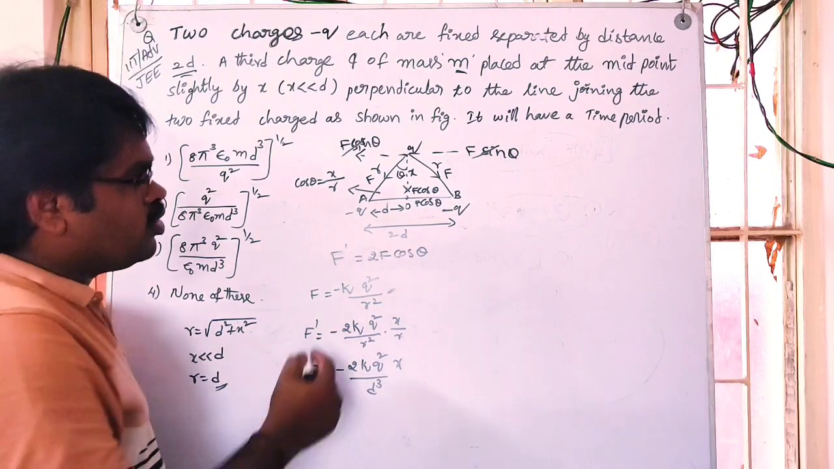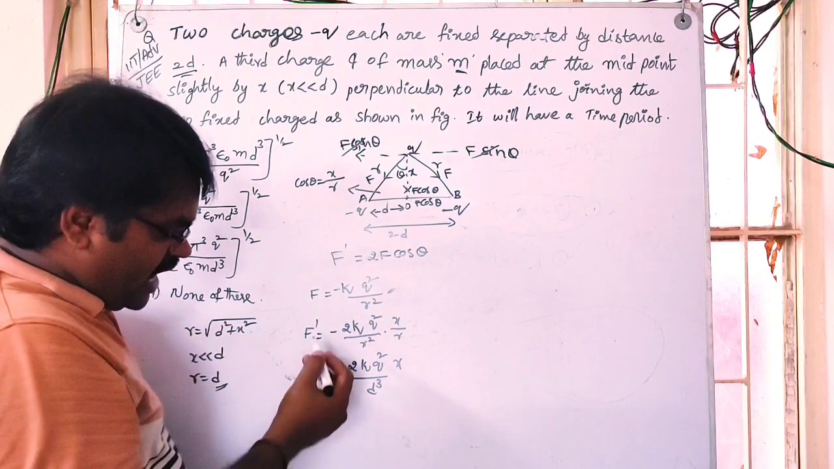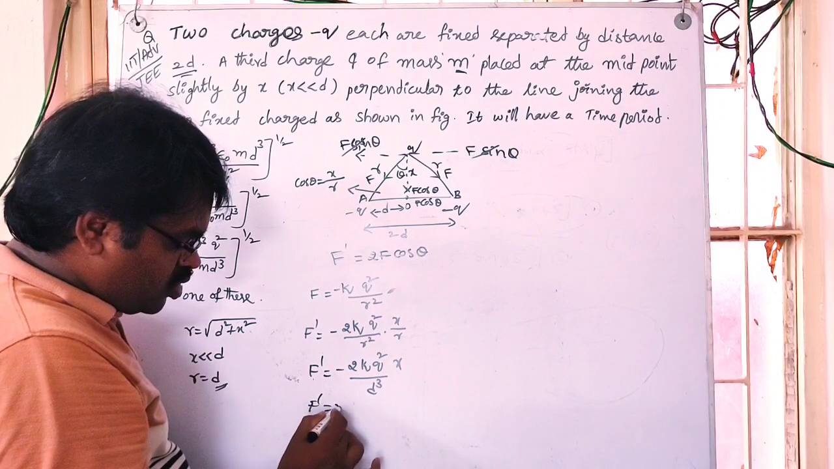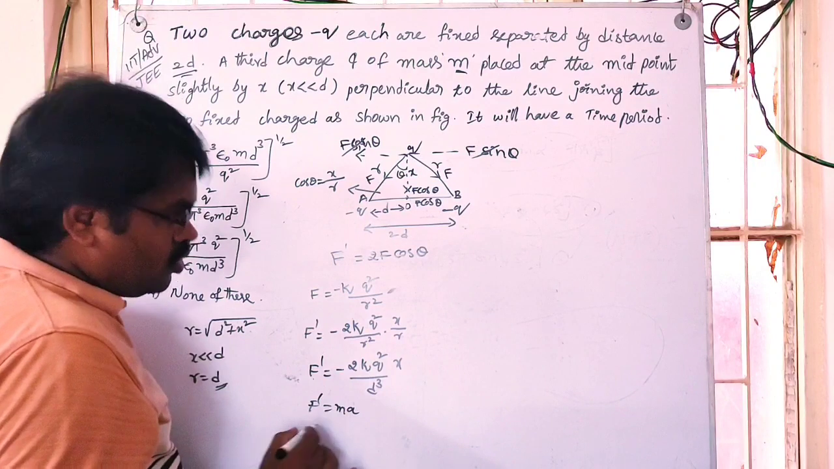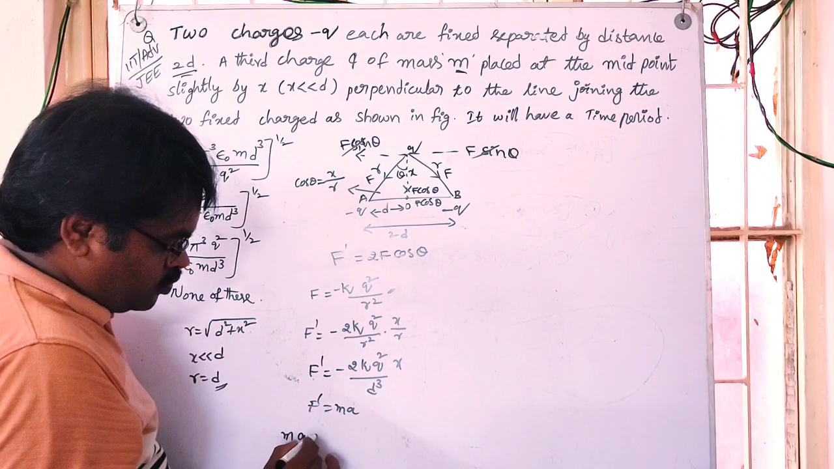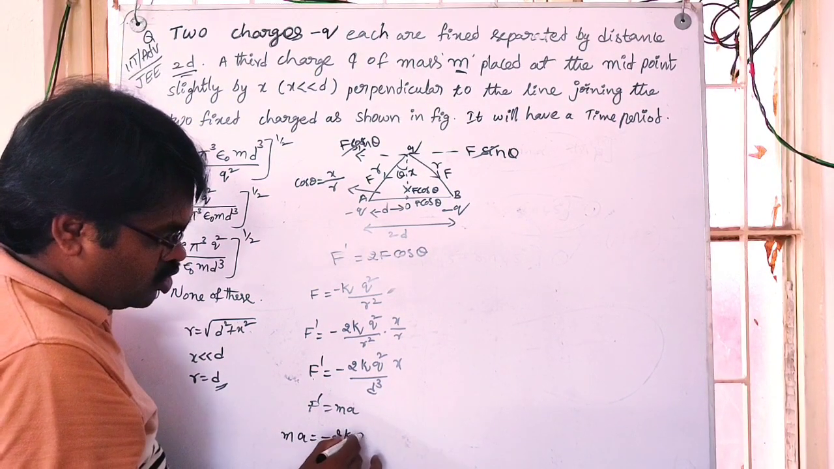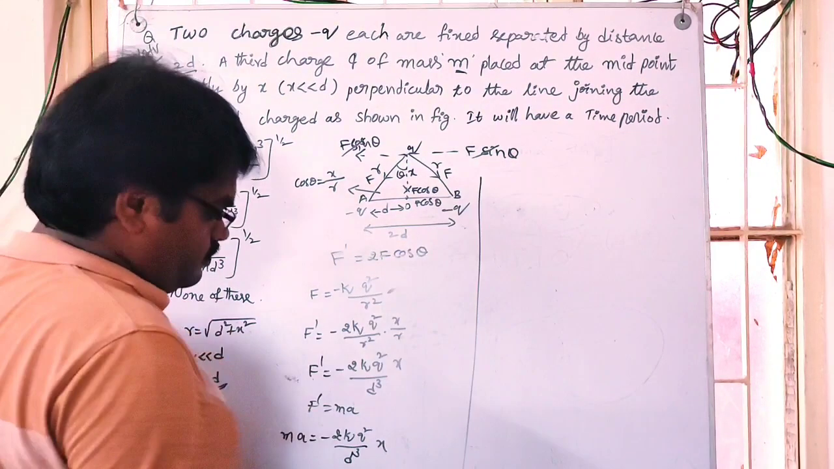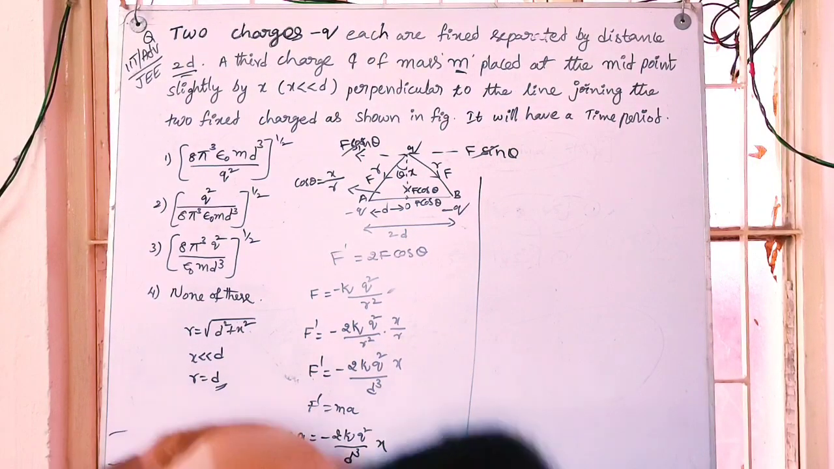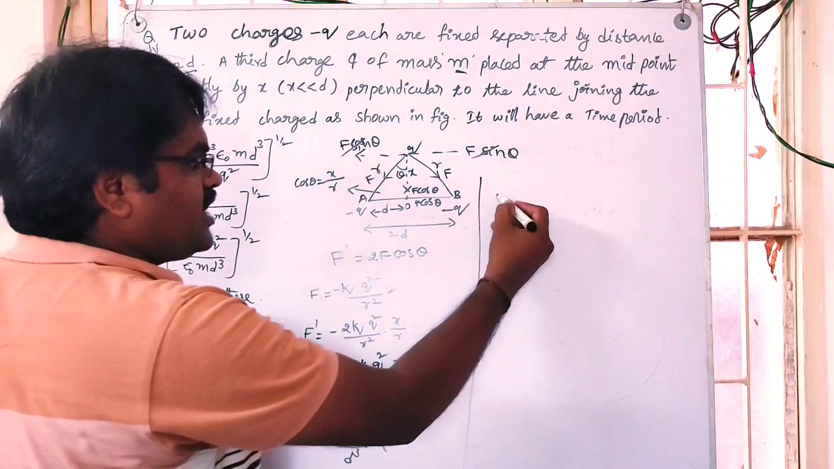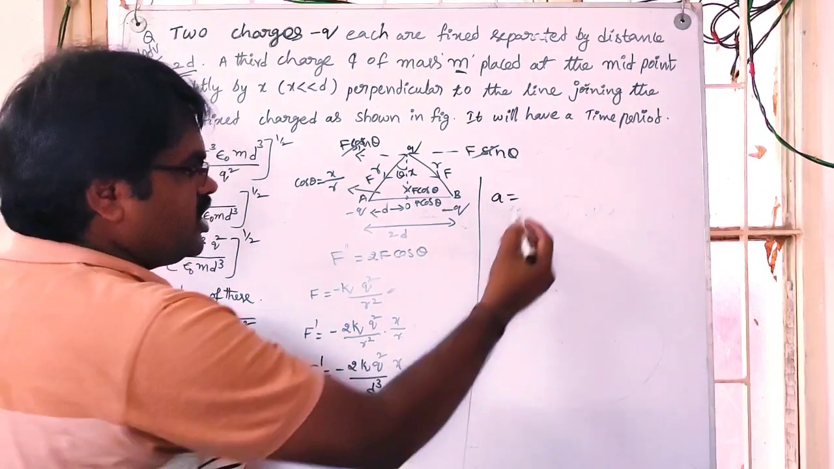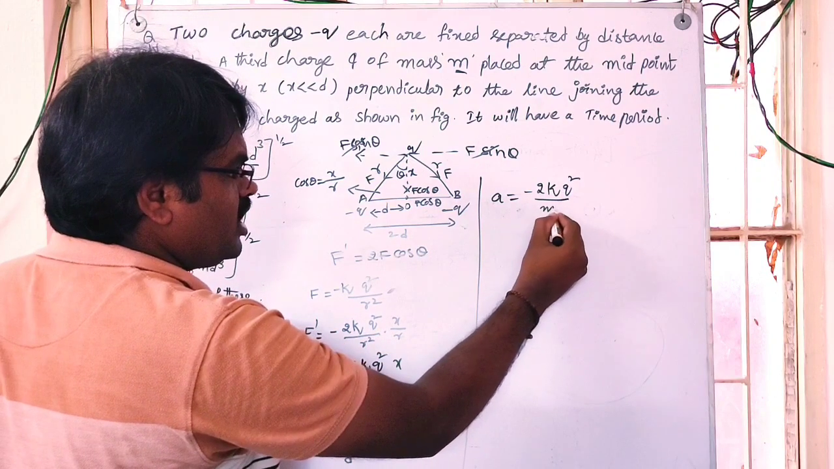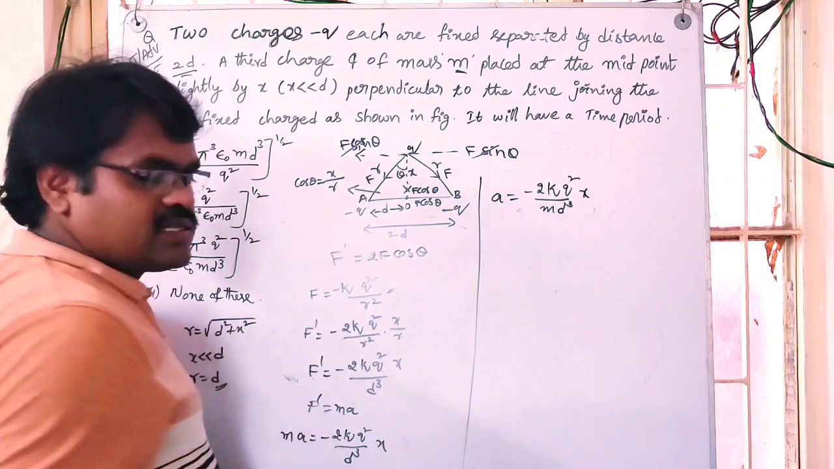Then we know the mass of the charge is m. Because the force is acting, there is an acceleration. F dash is equal to ma. Equating, what we get is ma is equal to minus 2k q square by d cubed into x. So the acceleration a is equal to minus 2k q square by m d cubed into x.